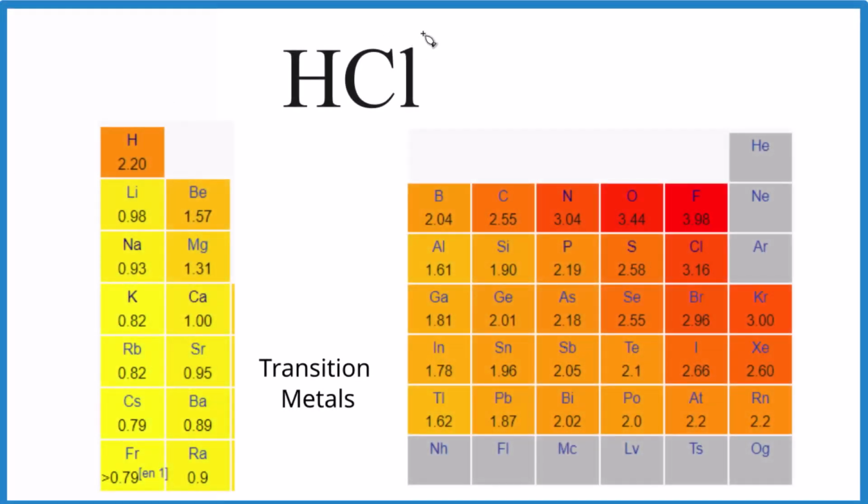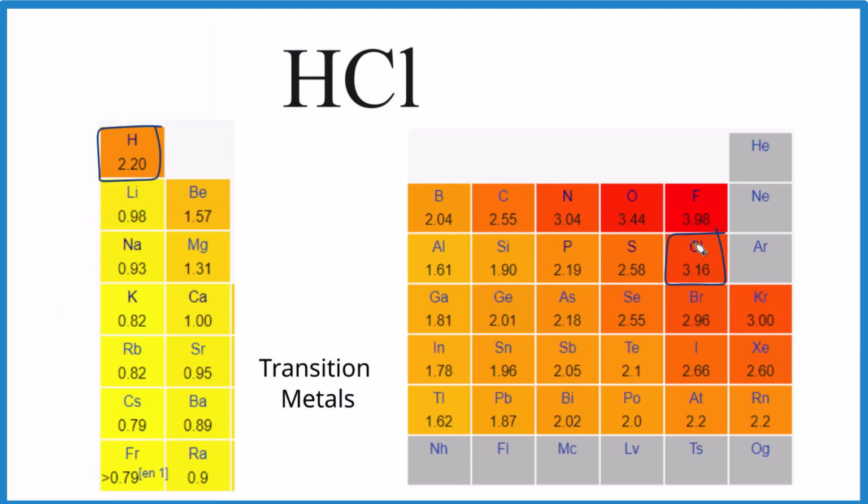So let's take a look at whether HCl is polar or nonpolar. So the first thing we'll do, we'll look at the difference in electronegativity between hydrogen here and chlorine. So if we look at the periodic table with electronegativity values listed, here's hydrogen right here, and here's chlorine.